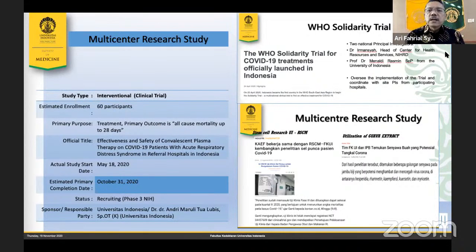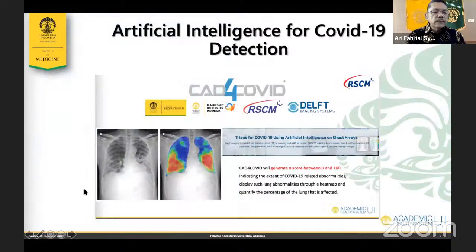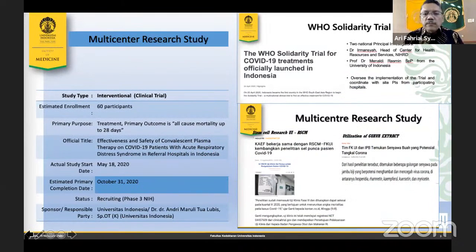For the national WHO Solidarity Trial, one of our staff, Professor Menaldi, is the PI of this research. We also have other multi-center research studies. First, a stem cell research study. We work together with some hospitals, not only our main hospital, Cipto Mangunkusumo, but also our university hospital and some hospitals in Jakarta.